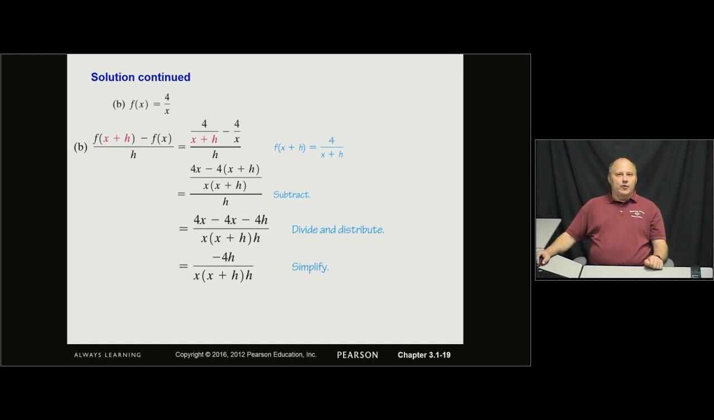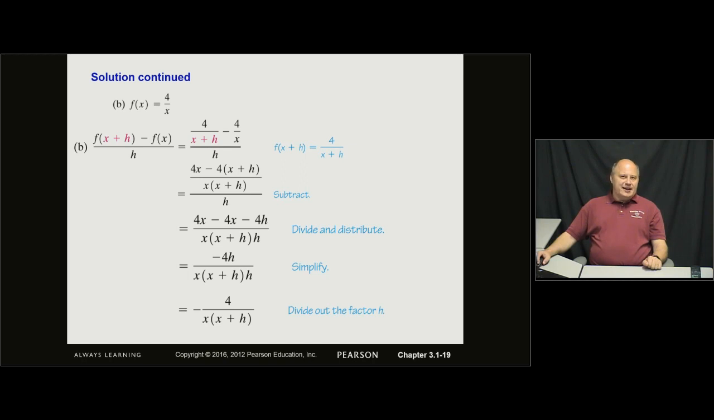Then the 4x is canceled. Negative 4h over, now notice what you have left, x times x plus h times h. They're all factors on the bottom, and there's an h factor on the top as well, so they cancel out. And so we get negative 4 over x times x plus h.